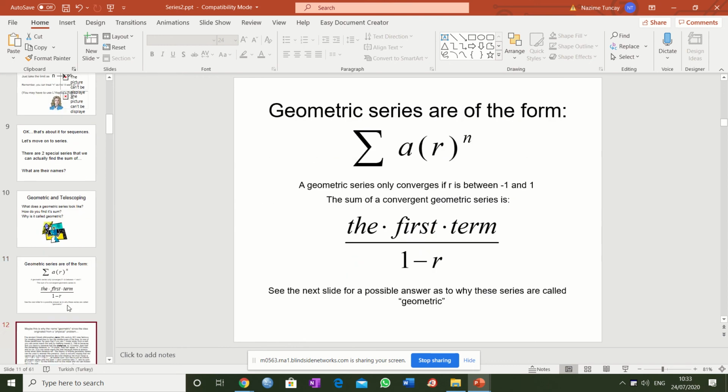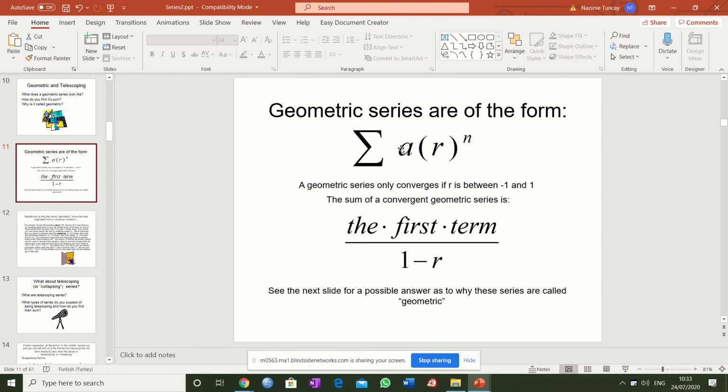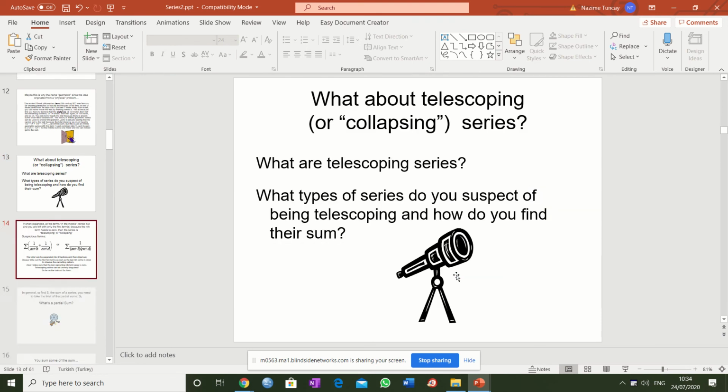So let us go to a series. Yes, this is a series, and they are in the form like this. We have a formula for the sum of a geometric series. For a convergent geometric series, the first term over 1 minus r is the formula. We saw examples about that.